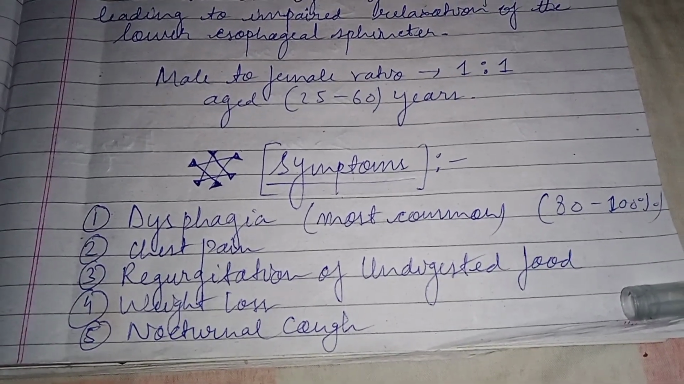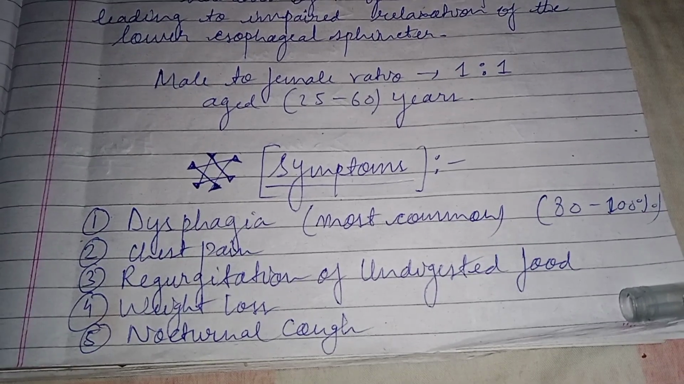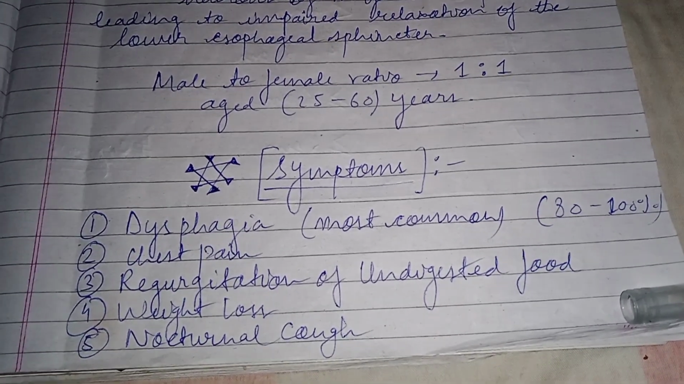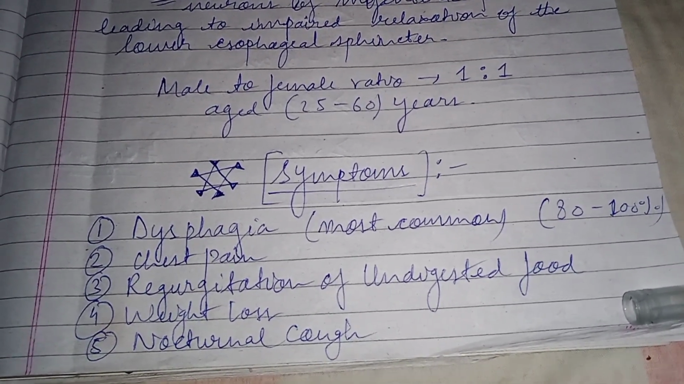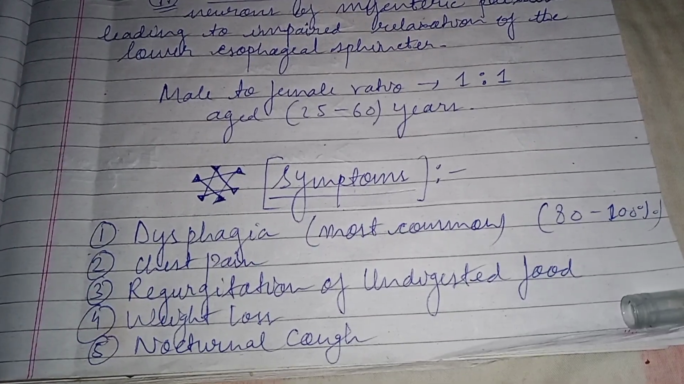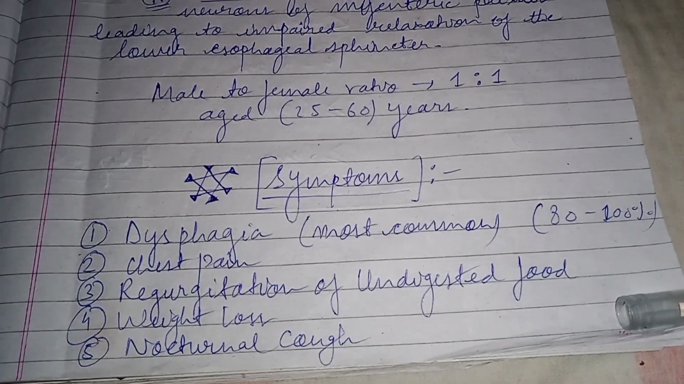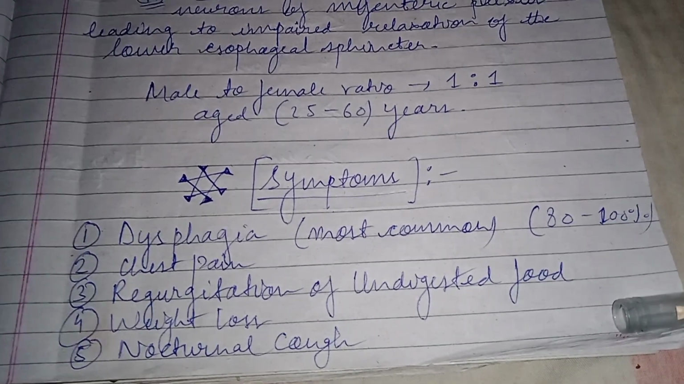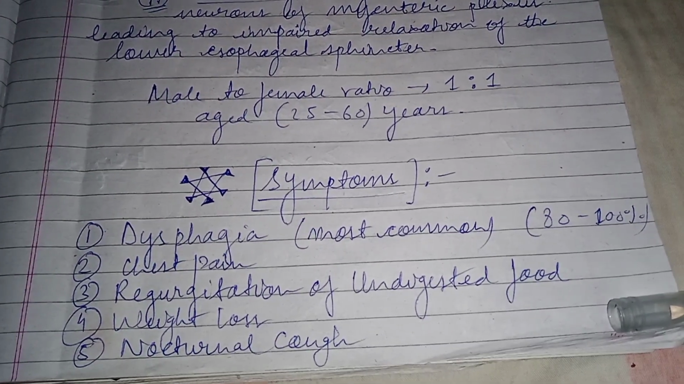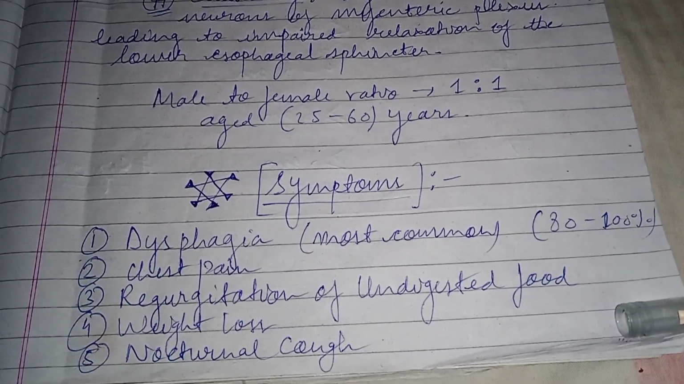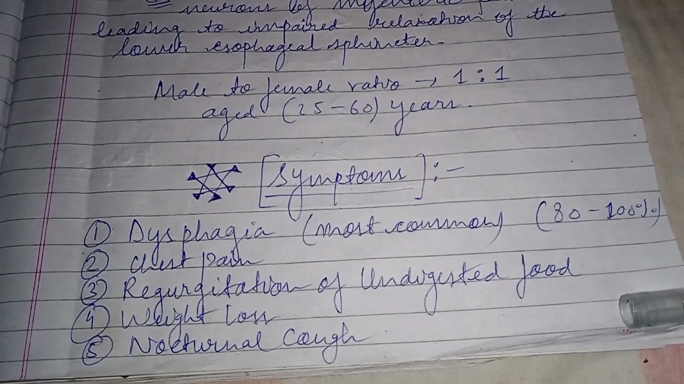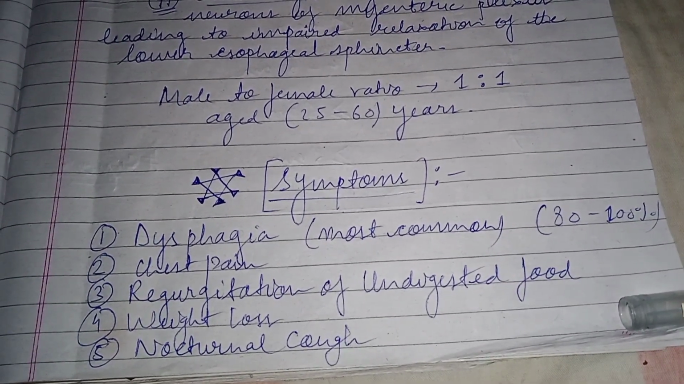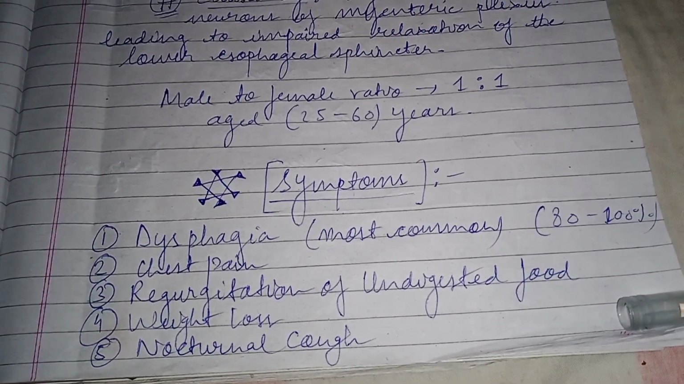The first symptom mentioned over here is dysphagia, that is difficulty in swallowing, and this is the most common symptom. It is seen in around 80 to 100% of the cases. Then chest pain, then regurgitation of undigested food, weight loss and nocturnal cough.